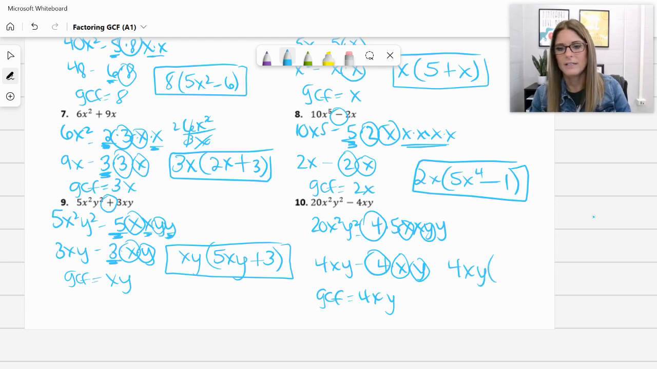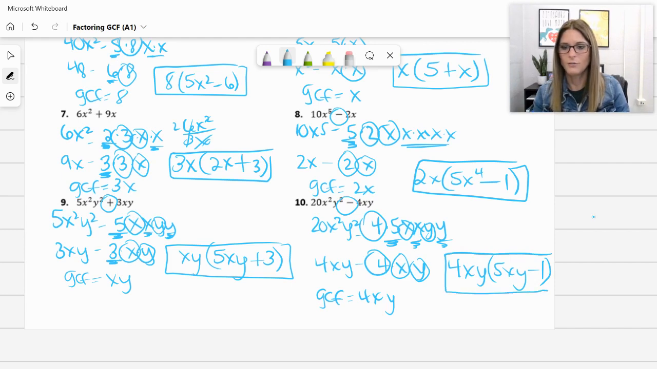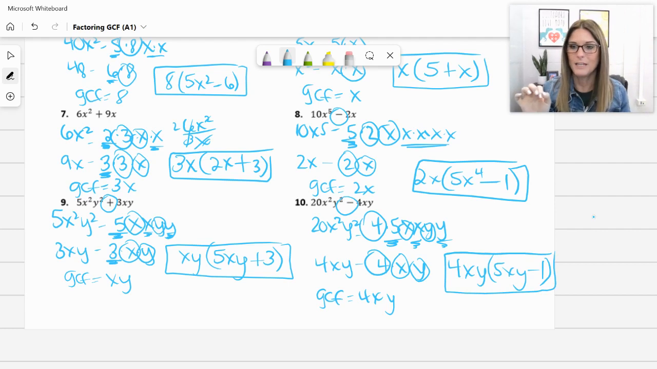So what does that look like? Pull that out and set up your parentheses. What's left in the first term? From the 20x squared y squared, we have a 5xy left over. This was a subtraction problem, so don't forget minus what's left over. We took all of it as a GCF, so we need a 1 as our placeholder. And there is your factored form of that polynomial. Again, you could use distributive property to work it back out and see if you get back to the original polynomial before you factored it.